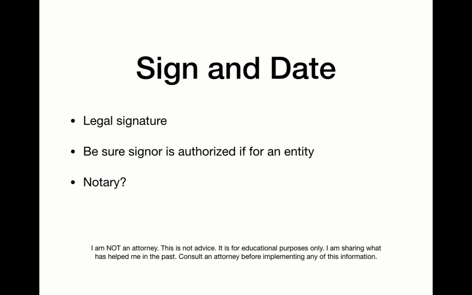And then signing data. Make sure that when you're signing a contract, you use your legal signature as it normally appears in legal documents. If there is an entity, be sure the signer is authorized for that entity, especially if you're doing work for a customer and they say they're an LLC or a corporation. In most states now, at least in the U.S., you can look those up online and see who's involved. If you can't, ask them for a document that shows who the manager is or who has authorized signatory.